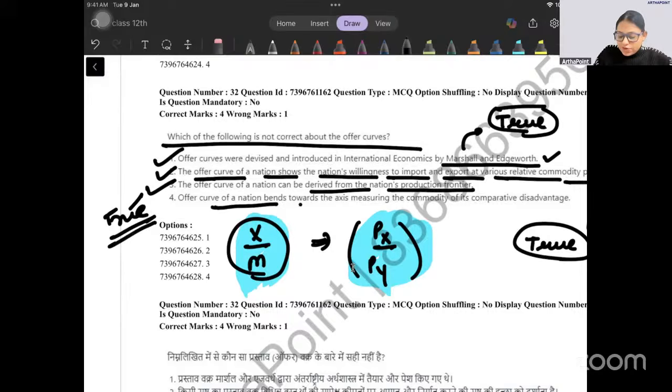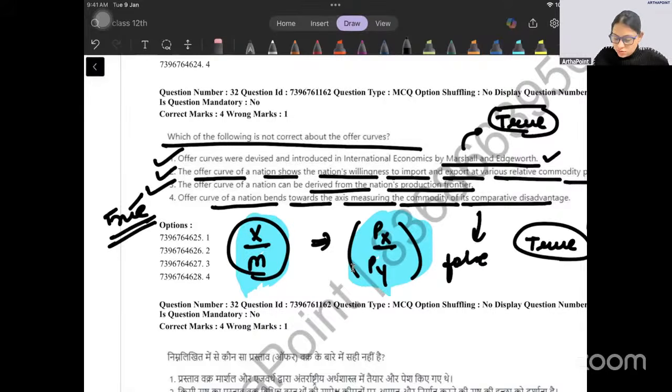Offer curve of nation bent towards the axis measuring the commodity of its comparative disadvantage. No, comparative advantage. This is false. So answer will be 4.